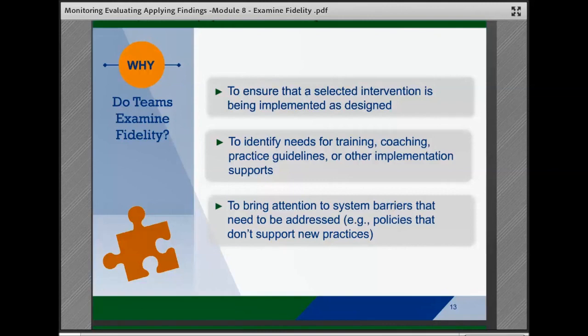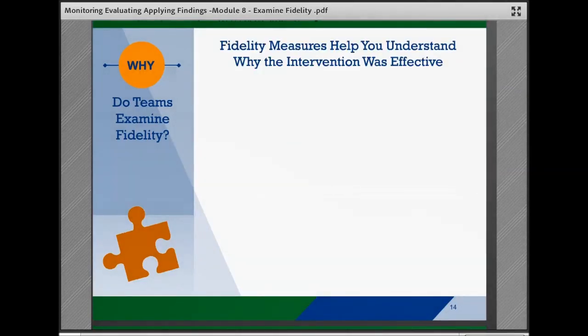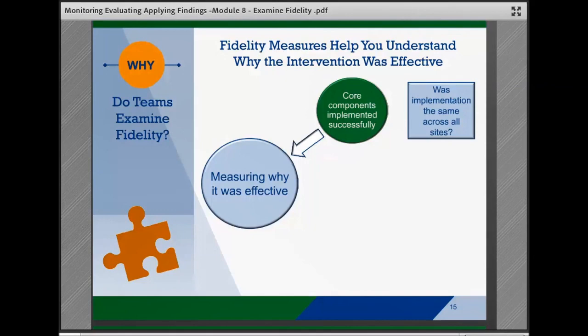Fidelity assessment is an essential part of an effective change and implementation process, and can overlap with, as well as inform, both formative and summative evaluations. Including fidelity measures in an implementation plan can inform teams about why an intervention is effective. It is important to determine the extent to which and how well the intervention's core components were implemented. Were the components implemented as intended and consistently across all sites?